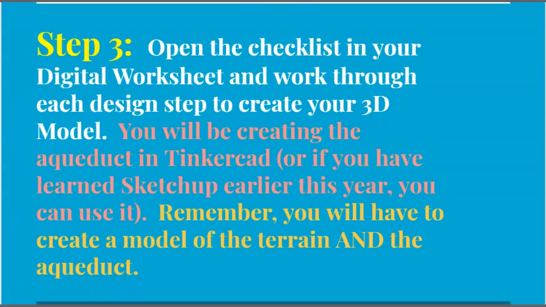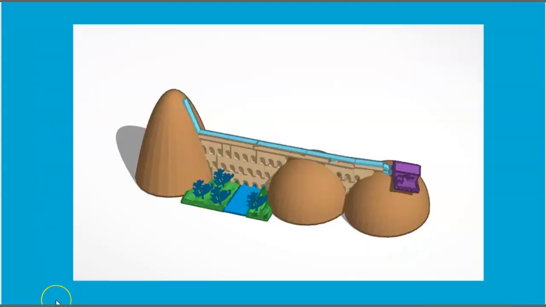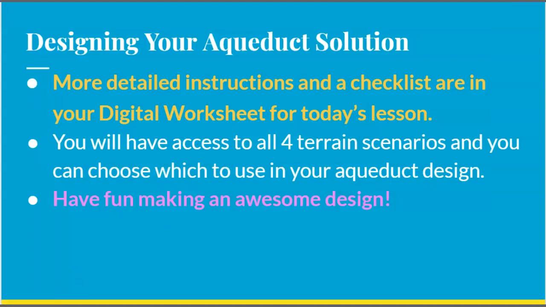For step 3, you will open the checklist in your digital worksheet and work through each design step to create your 3D model. Remember that you will be creating the aqueduct in Tinkercad, or if you have SketchUp or learned SketchUp earlier this year, you can use it. And remember that you do have to create a model of the terrain and the aqueduct. Be sure to read through all the detailed instructions and the checklist that are in your digital worksheet for today's lesson. You will have access to all 4 design scenarios, and you can choose which one to use for your aqueduct design, and have fun.